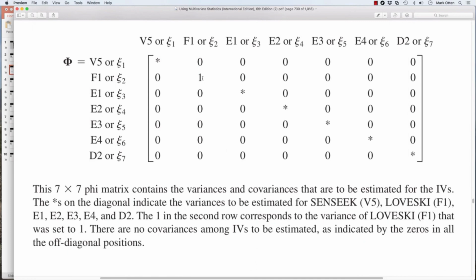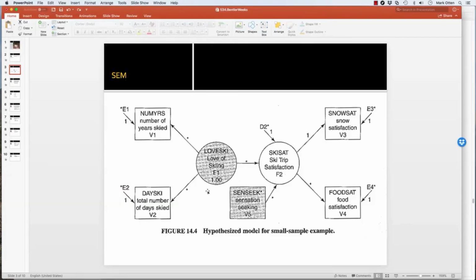The one value that we have that's not a 0 here, this is F1's variance. That is the one that, if you go back to the model again, this one was set to 1 because we just decided to do that, and that set the scale of that particular factor, the variance in particular, to 1, and so that's why that looks like a 1 and not a star.